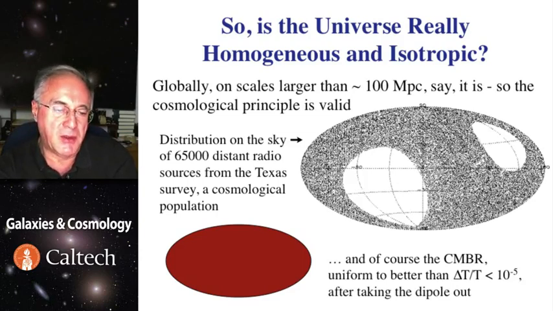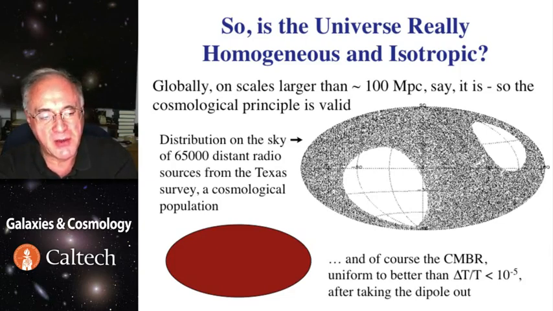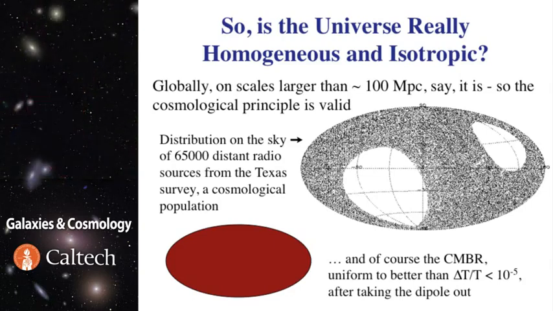The ellipse on the lower left is indicative of what the cosmic microwave background sky looks like. Very uniform. There are fluctuations in it, but they're parts in a million. So that tells us that indeed the universe at very large scales is homogeneous and isotropic.